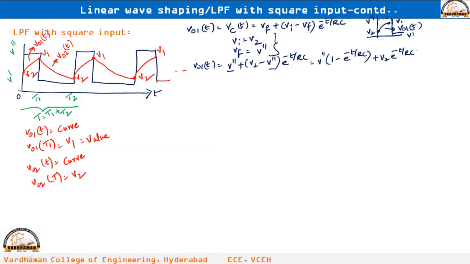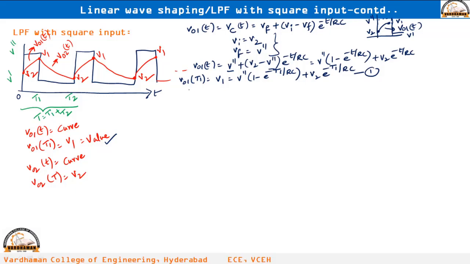Now write the equation for V1. As I said, V1 can be obtained by substituting small t equal to capital T1 in this particular V01 of t. So V01 of T1, t equal to T1 I am substituting. So you will get the V1 value equal to V double dash, wherever t is there you write capital T1. So V double dash into 1 minus e power minus T1 by RC plus V2 into e power minus T1 by RC. Now we got the equation for V1. This is equation 1.